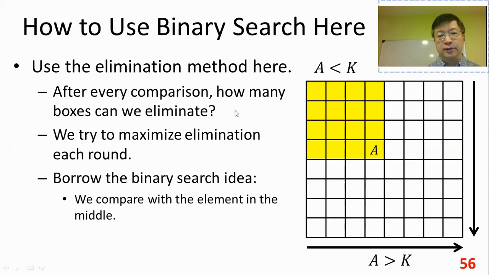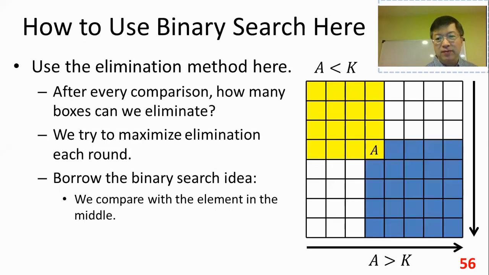All right. Next, the condition A greater than K. By the previous experience, I think you can easily identify those elements that satisfy the condition, their values are greater than K. So this time, all the elements in this blue square, we can easily show their values are greater than or equal to A, and therefore greater than K. So we can eliminate all of them.